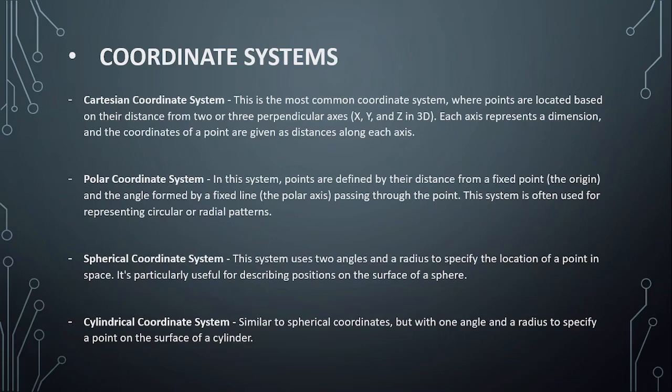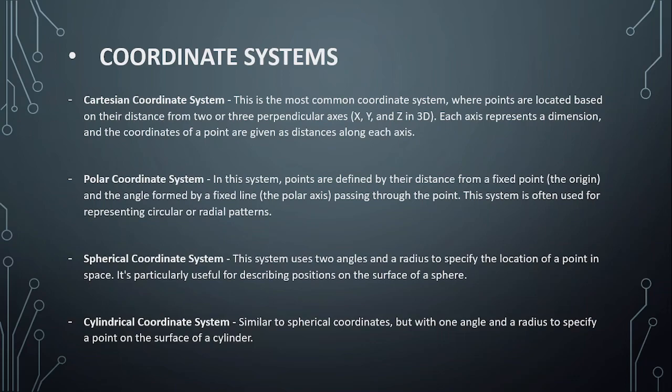So the next one is polar coordinate system. In this system, points are defined by their distance from a fixed point or the origin, and the angle formed by a fixed line or the polar axis passing through the point. This system is often used for representing circular or radial patterns.